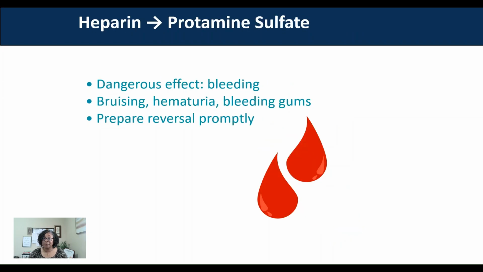Next medicine, heparin. We talked about heparin and a PTT, and the two T's make an H, so you know that when you're drawing lab work, you'll be getting a PTT for those who are on heparin. But if they have an excessive amount of heparin causing excessive anticoagulation, the antidote is protamine sulfate. The dangerous effect, of course, is bleeding. The patient will show signs of bruising, bleeding gums, hematuria, and so you get an order to administer some protamine sulfate.